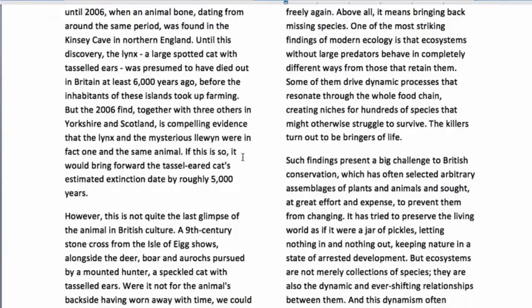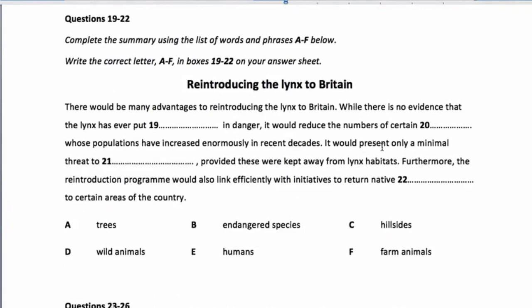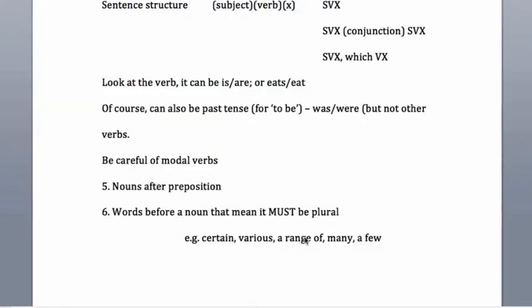This is Bring Back the Big Cats, Cambridge 12. And in number 20 they had certain. So you can't have certain and uncountable or certain and countable. It must be a plural countable noun. Alright, so various and certain. There are many others. You do need to be careful because some of these things, these modifiers that introduce a noun or describe a noun, you can use them with uncountable as well.